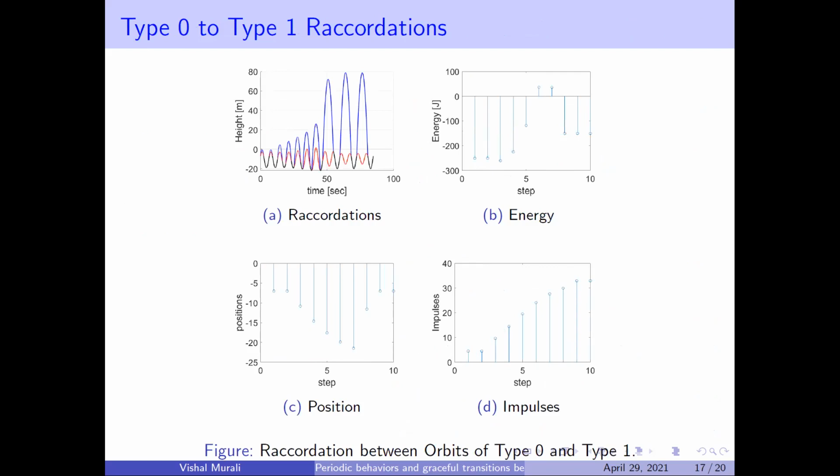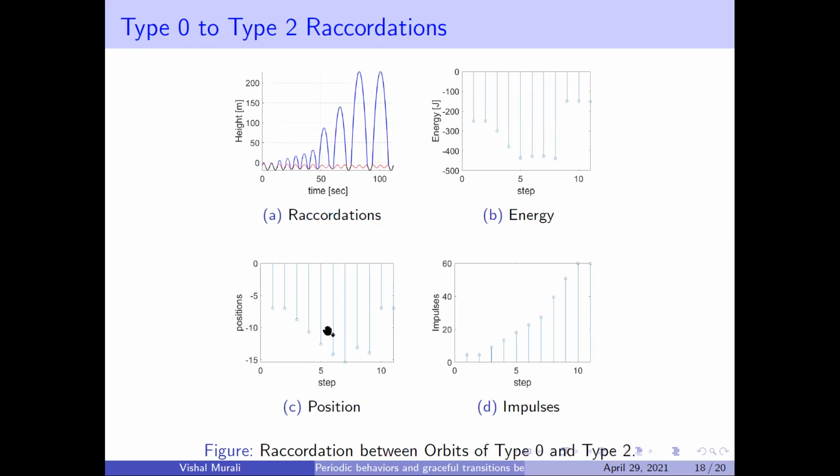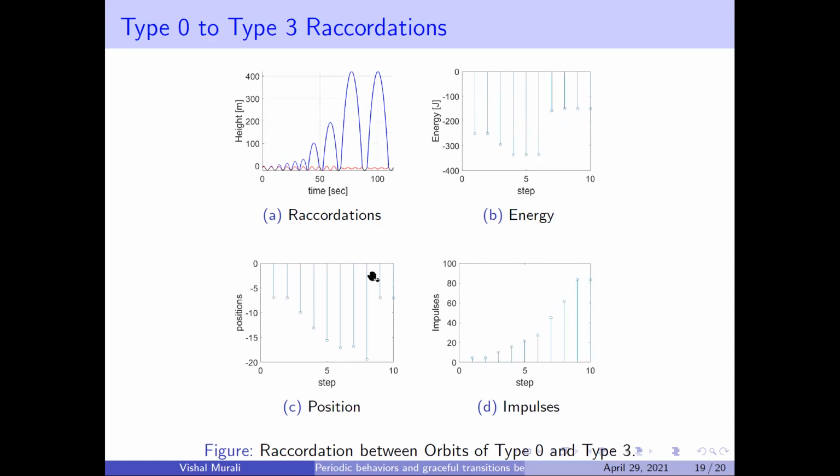And so for type 0 to type 1, this is how it looks when we solve the optimization problem. This is the plot of the impulses. This is the plot of the energy, the ground phase energy at the end of each cycle. And this is the plot of the position at which the impulse is applied. And this is type 0 to type 2. Again, this is energy, impulse, and position. And this is type 0 to type 3.